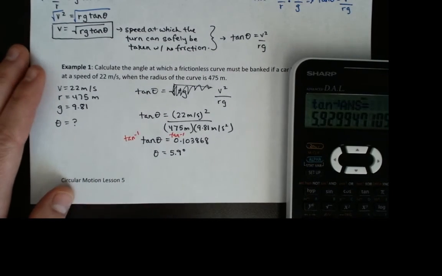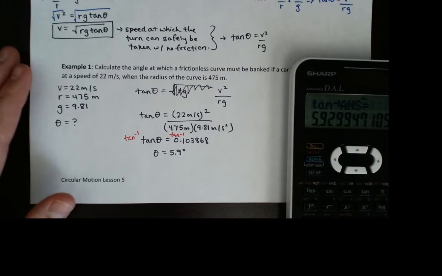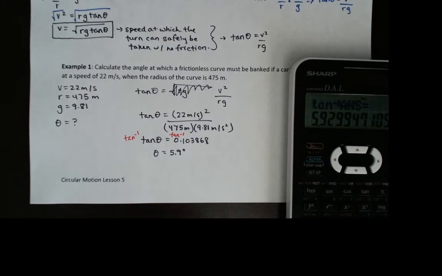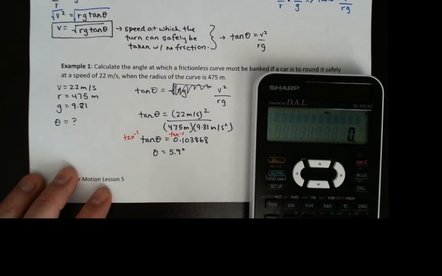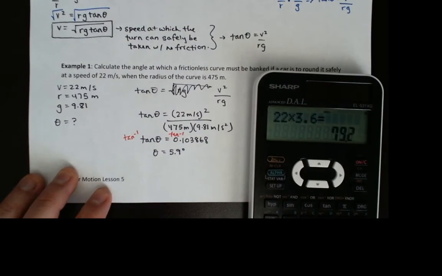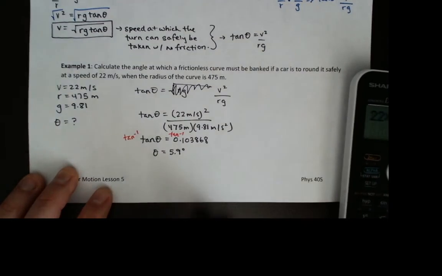Okay, so that's a fairly shallow, not steep angle. 22 meters per second for context is about 80 kilometers an hour. So it doesn't need to be banked crazy high. All right.